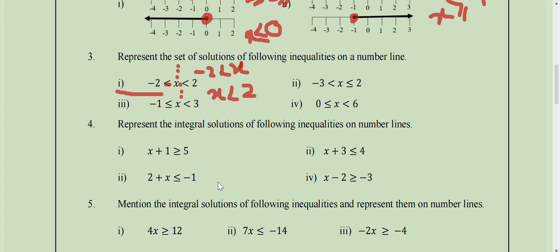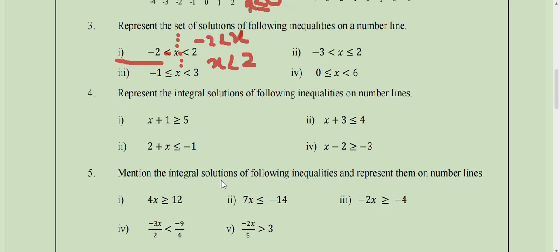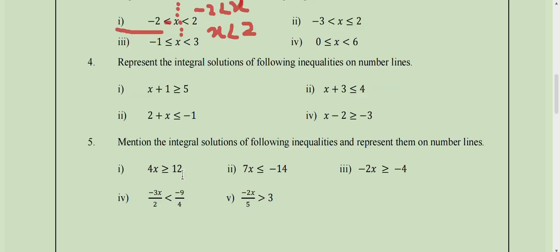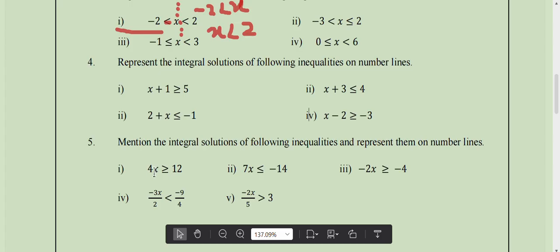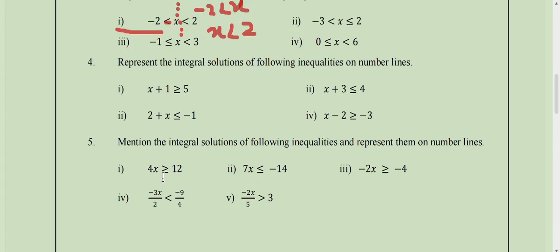Now I would like to solve this fifth question. Mention the integral solutions of the following inequalities and represent them on number lines. What does this inequality mean? 4x is greater than or equal to 12.